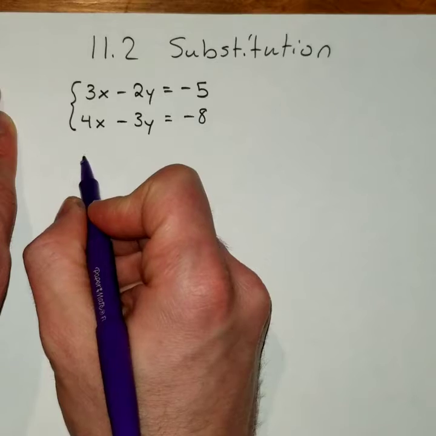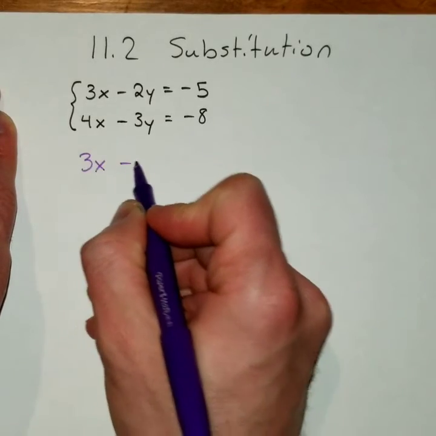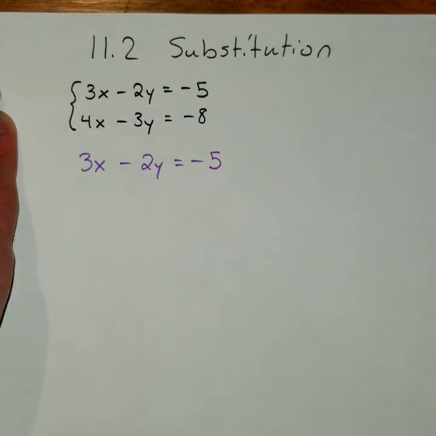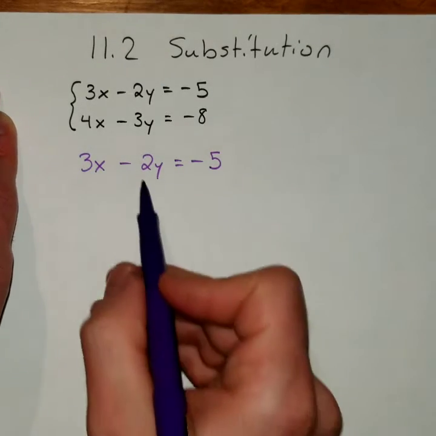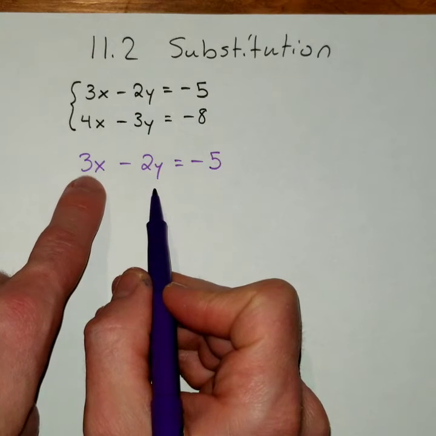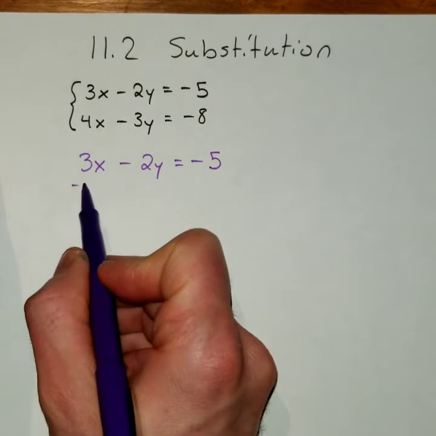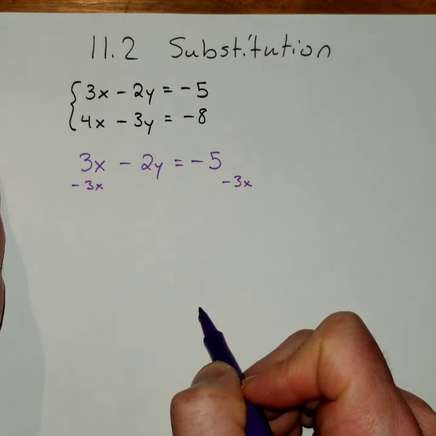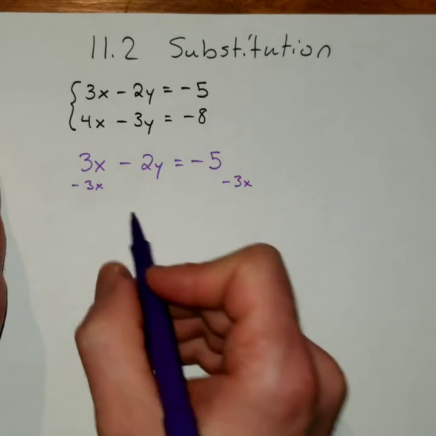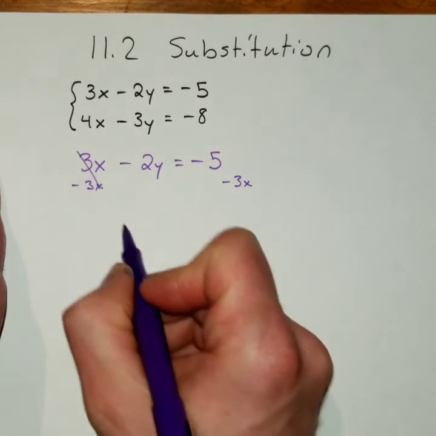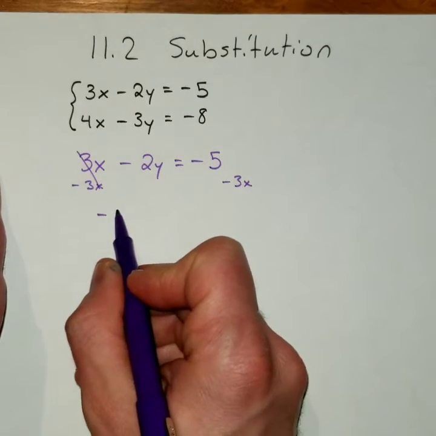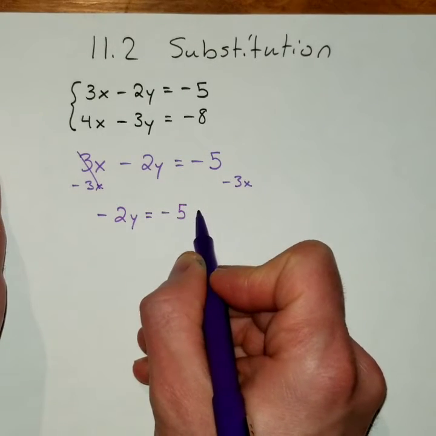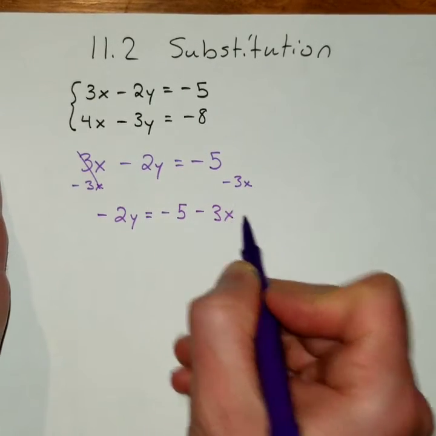Alright, so we're going to take 3x minus 2y equals -5. To get the y by itself, I first have to get rid of the 3x. So I'm going to subtract 3x from both sides. Again, remember the 5 and the 3x are unlike terms. Those drop out. I get -2y equals -5 minus 3x.